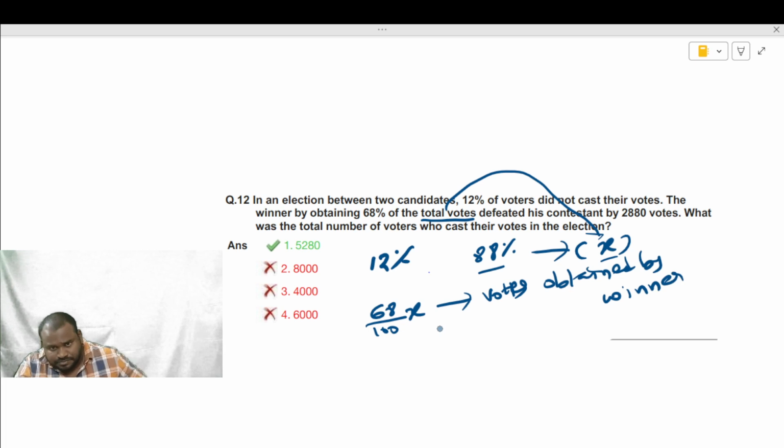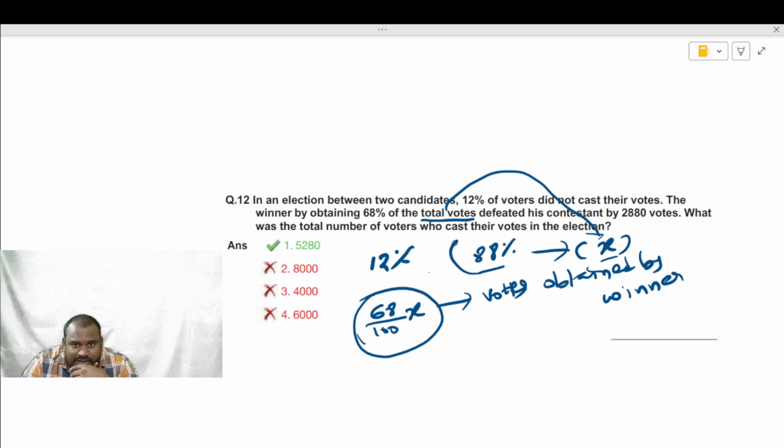Now, what is the other thing? Defeated by 2880 votes. Defeated by means what is the loser's votes? How many votes did the loser get? That you need to find. The winner got this many number of votes. But how many votes were polled? 88% of X, which is nothing but 88X by 100. So these are the total number of votes polled and the winner got this many votes. So total votes minus winner's votes will give you the loser's votes.